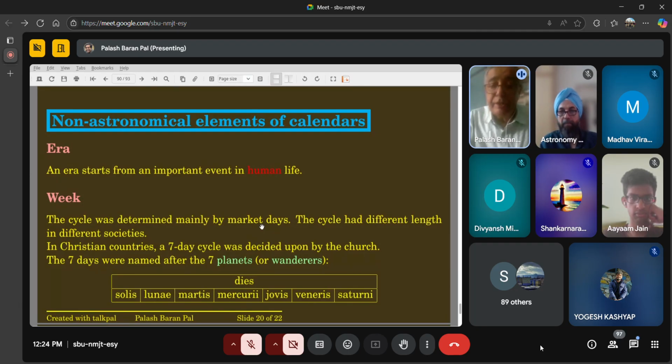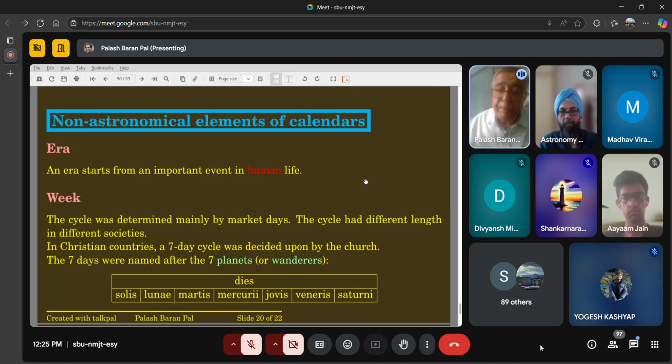In Christian countries, a 7-day cycle was decided upon by the church, and that probably had to do with the fable of Genesis in the Bible. But the 7 days were named after what were called the 7 planets. This is not planet in the modern sense of the term. This is planets as they were called before astronomy was developed to the modern extent.